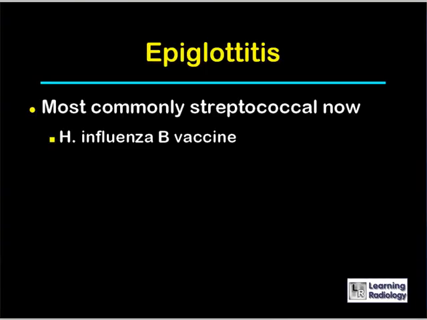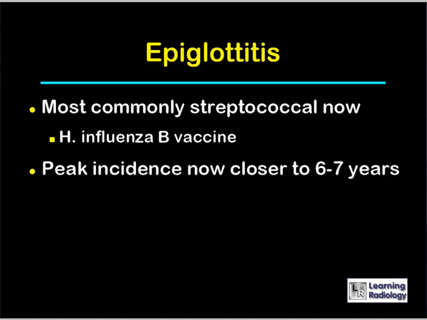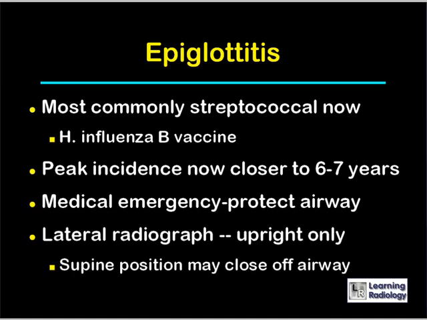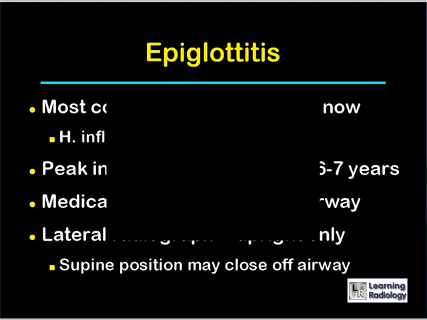Epiglottitis is now most commonly caused by streptococcus because of the advent of the Haemophilus influenzae B vaccine, and the peak incidence has moved from earlier in childhood to now closer to 6 to 7 years of age. It is a medical emergency. The airway needs to be protected. Usually, the diagnosis can be made using conventional radiography, a soft tissue lateral neck, in the upright position only because a supine position may close off the airway.